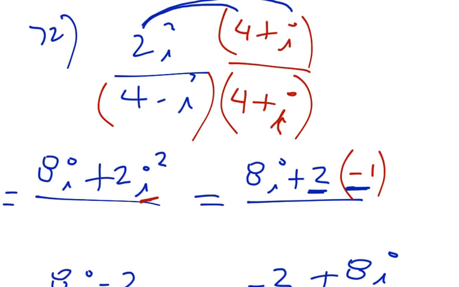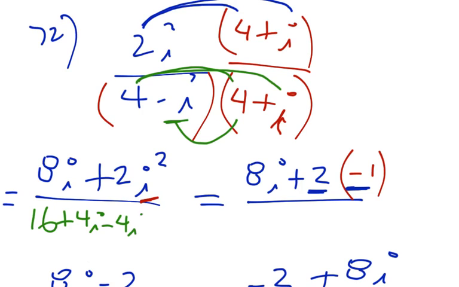Now let's go back to the bottom and do FOIL. Let's do it with green. So 4 times 4, I'm writing underneath, 16. 4 times i is 4i. Now I'll go with the negative i: negative i times 4 is negative 4i. Negative i times i is negative i squared.